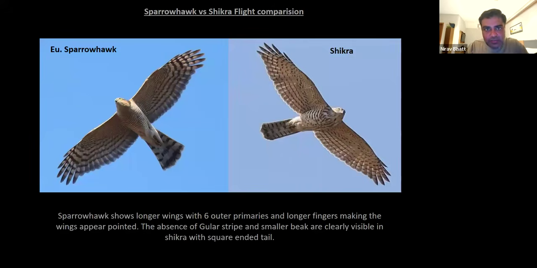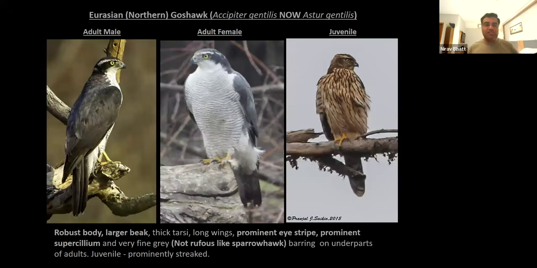Now there is one more which is seen, that is Eurasian goshawk, earlier called northern goshawk. The new name is Eurasian goshawk. The scientific name has been changed for a lot of accipiters. So accipiters, which were called Accipiter earlier, are now changed into many. The Shikra is now Accipiter. Eurasian sparrowhawk is now called Astur.